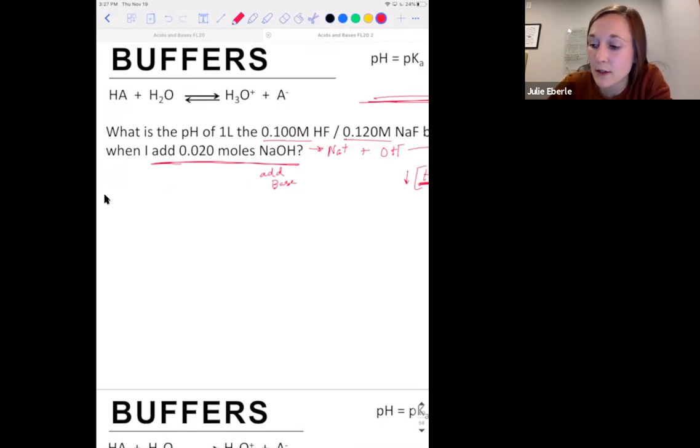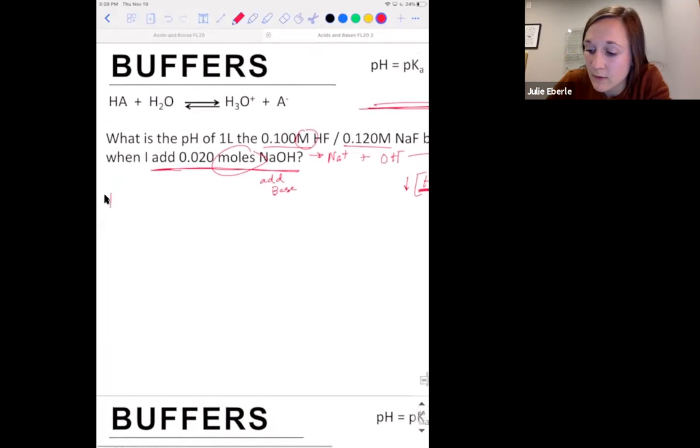If you notice the units here, moles and molarity are not the same. Molarity is moles per liter. Right now, we just have moles. So step number 1 is to calculate the molarity, calculate M of whatever you're adding. Here it's NaOH.